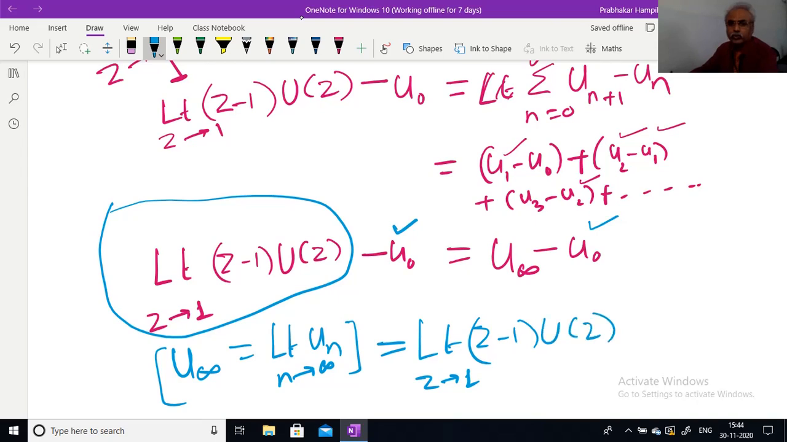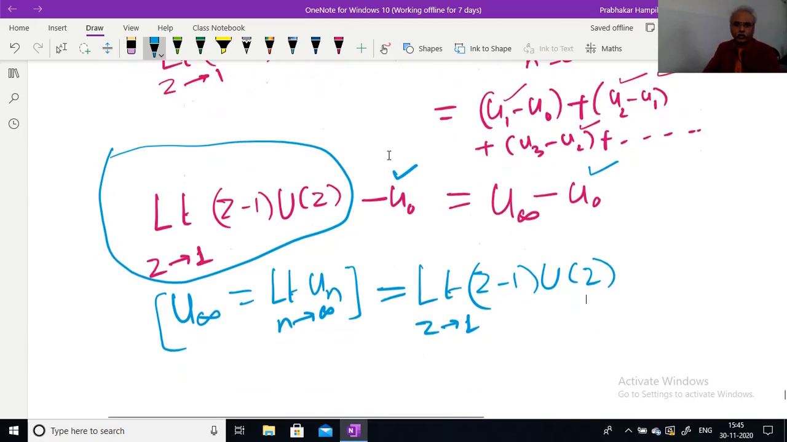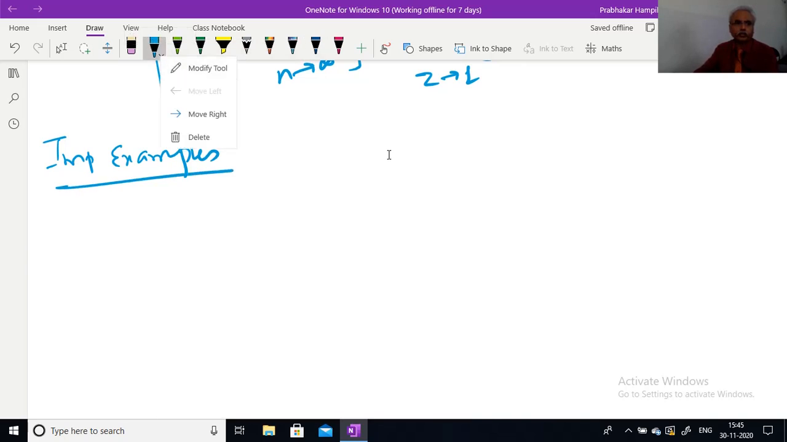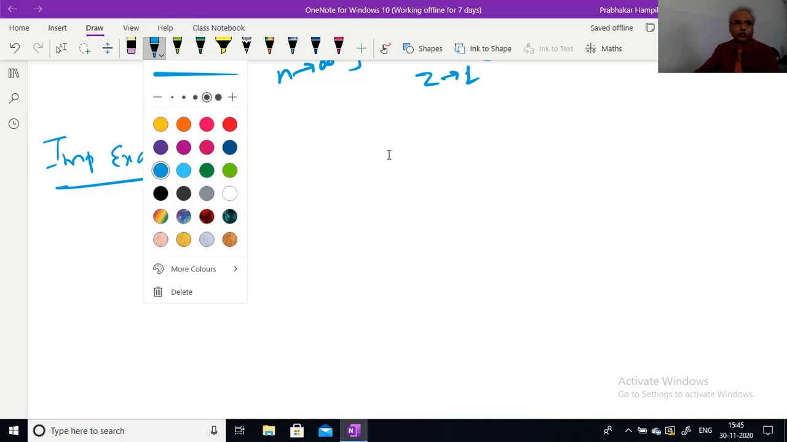Especially now we are going to use the u naught value. The remaining u1, u2, u3 we have already learnt in the shifting theorem. Here we go for the next set of important examples. So let us take the next set of important examples.